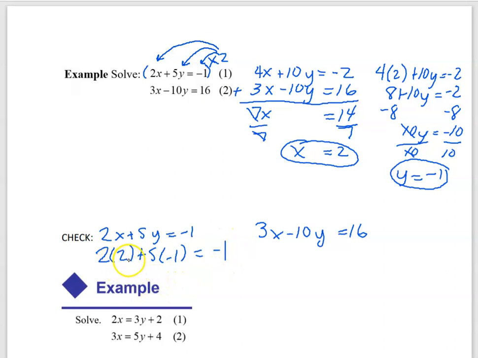Well, this is 4 plus a negative 5, so negative 1 is equal to negative 1. That worked. It should be the same thing over here. I'm plugging in 2 for x, and I'm plugging in negative 1 for y. So this is going to be 6, a negative 10 times a negative 1, that's positive 10. So this is going to end up being 6 plus 10. So 16 equals 16. So we know that we're correct.